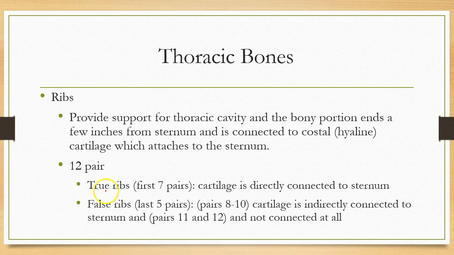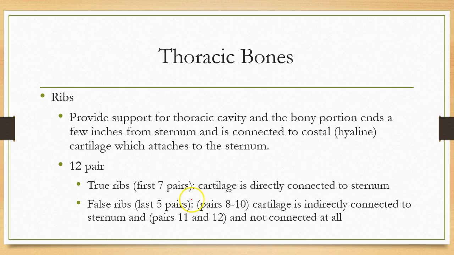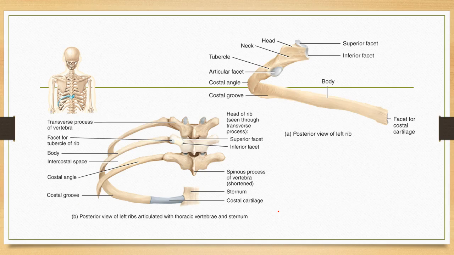Ribs, we have 12 pair, 7 true and 5 false. The lower 2 sets of ribs are not connected to the sternum anteriorly at all. But the 7 true ribs, they are considered true because they have cartilage directly connected to the sternum. The next 3, 8 through 10, have cartilage indirectly connected to the sternum, and then 11 and 12 have no cartilage connected at all.